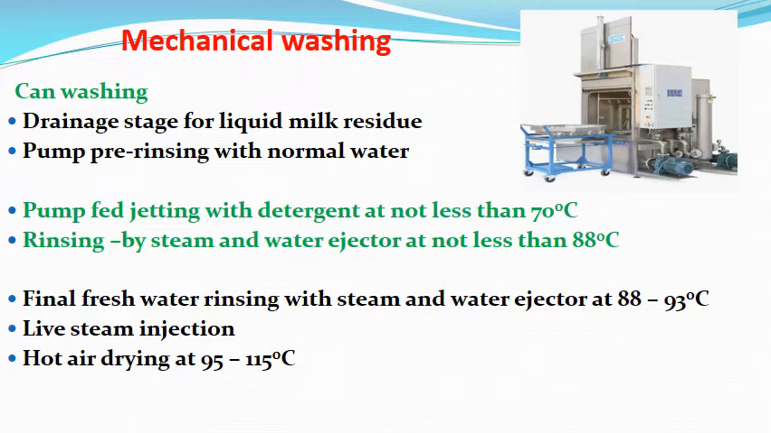Then rinsing by steam and water ejector at not less than 88 degrees Celsius. So this is one more time with hot water for final washing. Then there is a final fresh water rinsing with steam and water ejector at 88 to 93 degrees Celsius. So this is plain hot water without detergent. This will remove all the detergent already used for cleaning. Then live steam injection, that is for sanitization to kill all the microbes. And finally drying. Hot air drying is done at a temperature of 95 to 115 degrees Celsius. So this is briefly about the mechanical washing of cans.